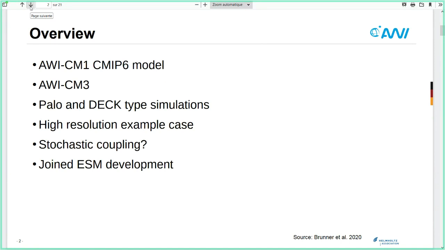So there will be a slide on our CMIP6 model, RVCM1, our first coupled climate model, and then RVCM3, our new development, skipping one cycle in between. Then some lower resolution and middle resolution simulations, and then some high resolution example case. Some ideas that we have about perhaps contributing to OASIS with stochastic coupling, and then a little bit of an outlook of system model development that we're doing jointly with other communities.